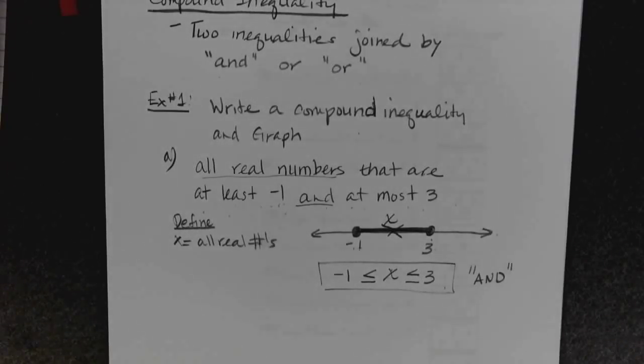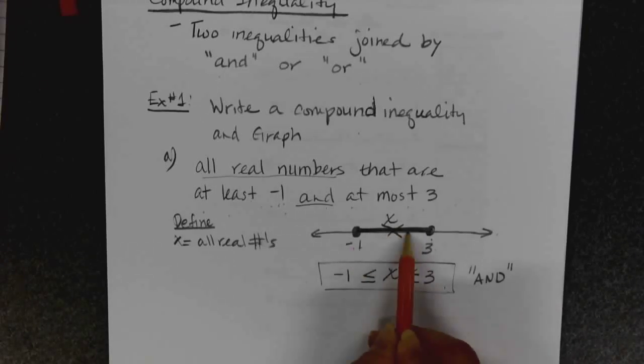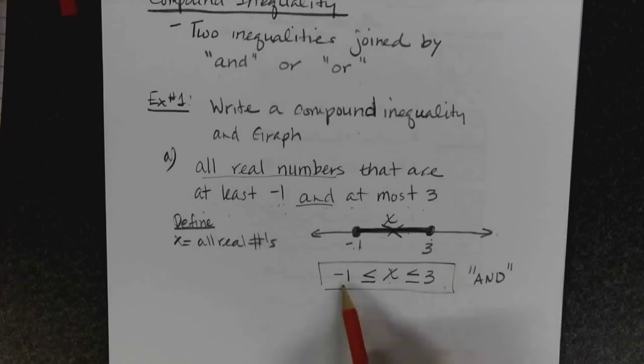Oh, okay. So this is an and. Any question with an and? No. You graph toward each other, and you write this. This is what an and compound looks like, where the x is between the smallest number and the biggest number. X has to be between there. Okay, this is an and. Any question?